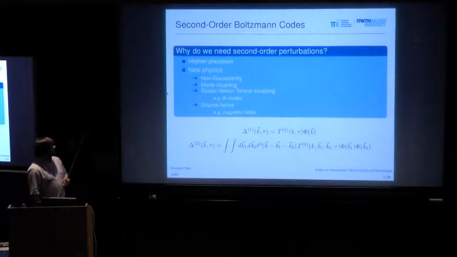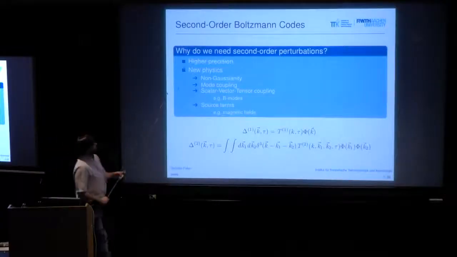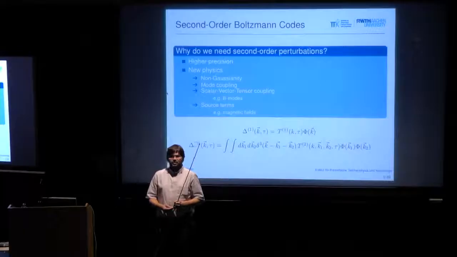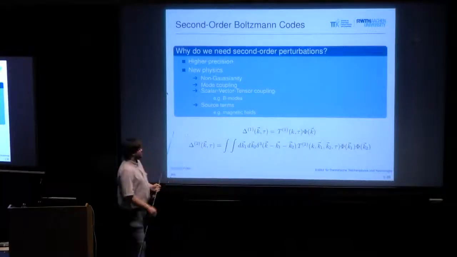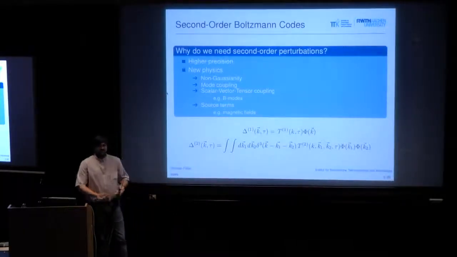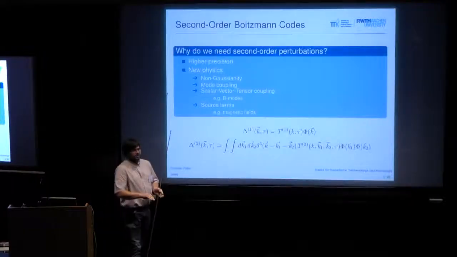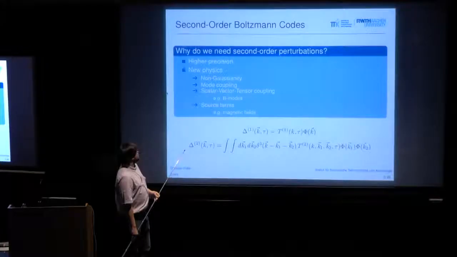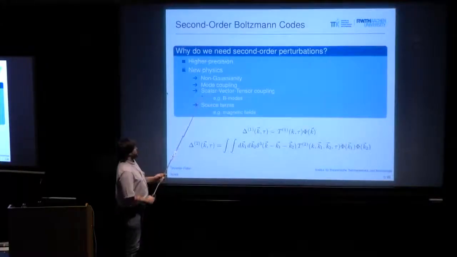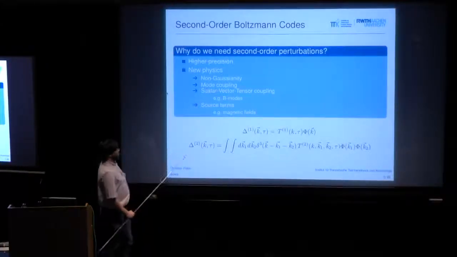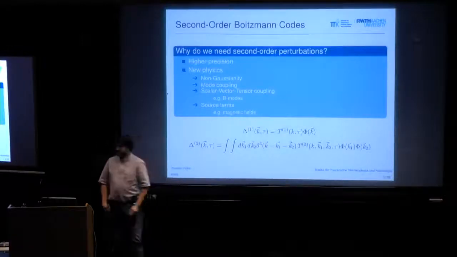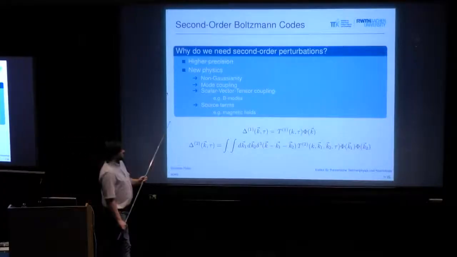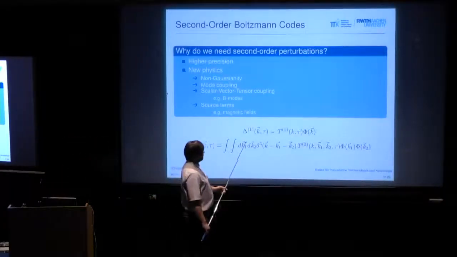So then the question remains, what can we do with the code? And of course, what we are interested in is new physics, physics that you cannot capture in a linear perturbation code, because in linear approximation, this physics is exactly zero. And if the linear order is zero or almost zero, then of course, second order perturbations can become important. And as the name of the code suggests, non-Gaussianity is one such thing that you cannot compute at linear order perturbation theory. So let me explain this in a little detail here.